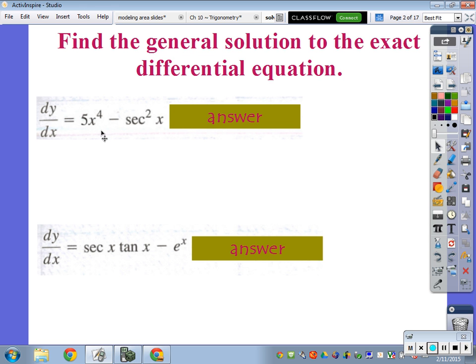This first term you would use power rule, add 1 to the exponent, that'd be 5, divide by 5. The 5 divided by 5 would become 1, and you would end up with x to the 5th. And then the integral of secant squared x is tangent of x. So your general solution would be y equals x to the 5th minus tangent of x plus c. So you include that plus c to represent the fact that there could be a constant there, and when you took the derivative, the constant equaled 0.